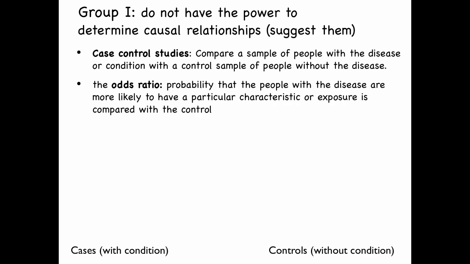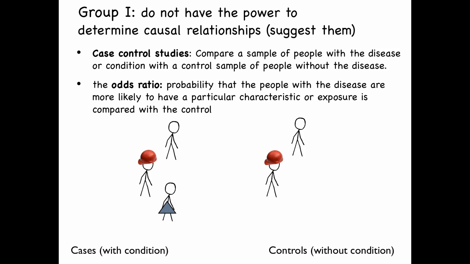Third type of study in this group are called case control studies. These are studies that compare a sample of people with a disease or condition with a control sample of people without the disease. So you may have a group of people who all have a disease, and you would find their matching controls who have similar characteristics to the people who are the cases. They would be matched based on age, gender, employment, socioeconomic status, etc., so that they were as closely matched as possible. The only difference being one group has the disease.